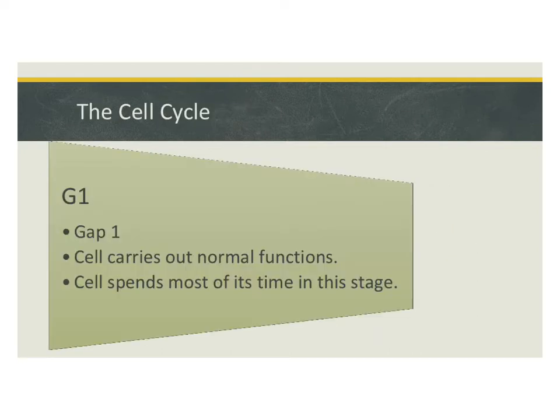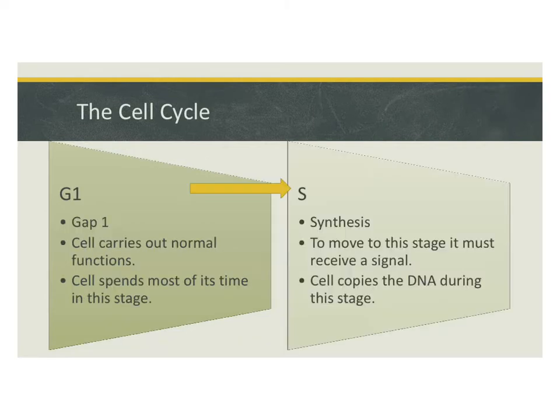So starting with G1, G1 stands for gap 1. This is the gap stage, I should say. In this stage, the cell is carrying out its normal functions. So if it's a skin cell, it's just doing what skin does. If it's a brain cell, it's doing what brain cells do. It's doing its job as the cell that it is. Most of a cell's life, it's going to be in gap 1, in G1 stage. It's going to spend most of its time in this stage. Most cells, at some point, will leave G1 and enter the S phase.